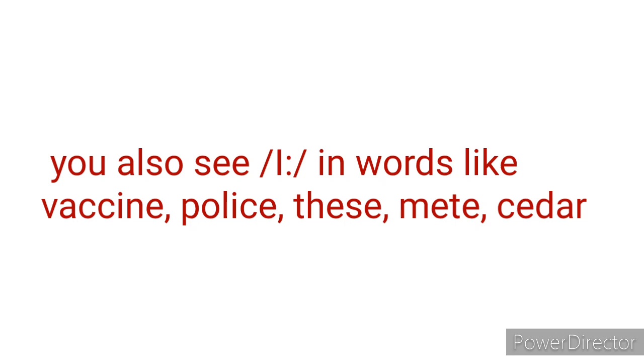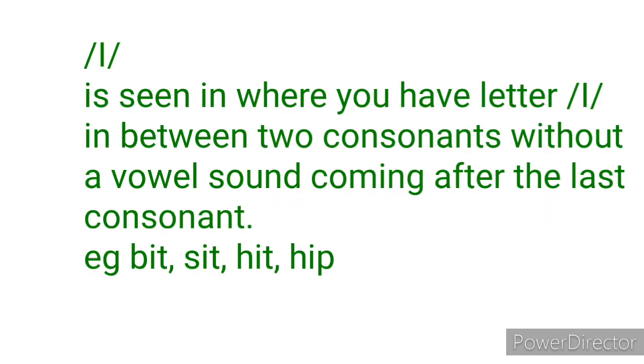Now let's look at the next one, E. It is short because of the absence of the two dots. You see this sound in words that have the letter I in between two consonants without a vowel sound coming after the last consonant, as in beat, sit, hit, hip, rim.